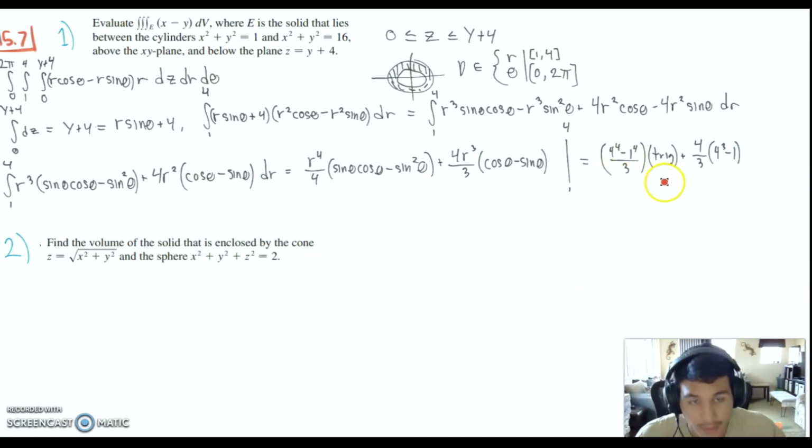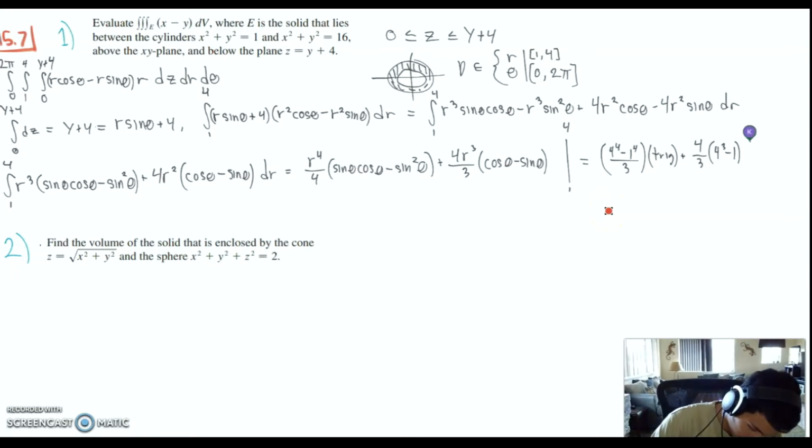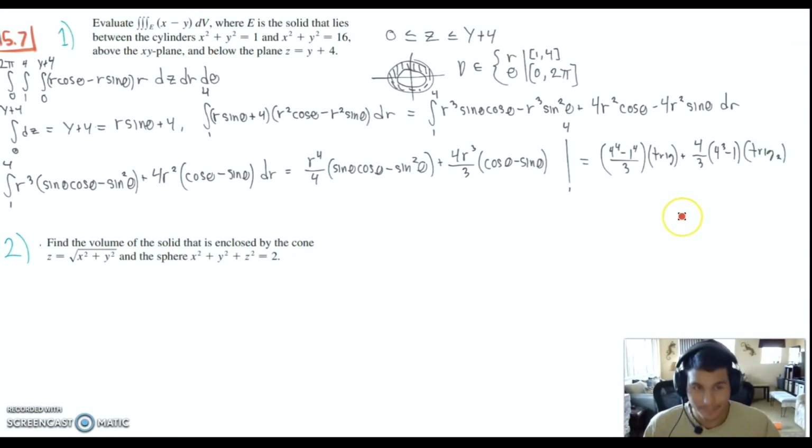Why can I do this? Well, like I said, we're only touching r in trig 2. And let's actually think about this. 4 to the power 4, I think that's 16 times 16, which I know to be 256. How do I know that? I know 15 times 15 is 225 because that was like my highest bench. So 256 minus 1 is 255, divided by 3.